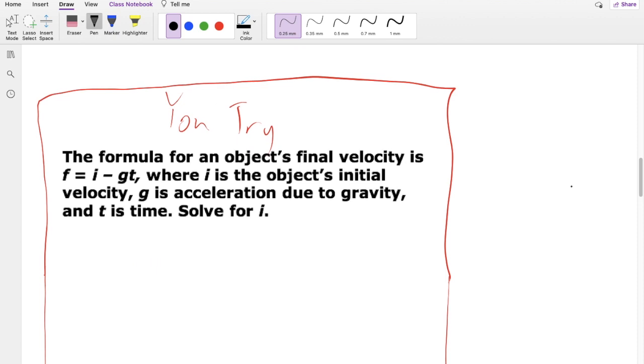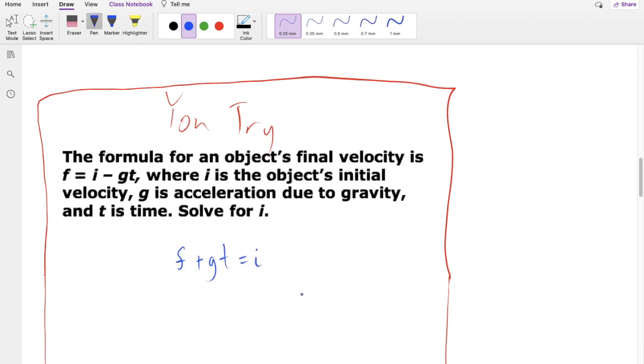So you have a U-Try, you have the formula for an object's final velocity, which is equal to I, the object's initial velocity, minus g times t, where g is the acceleration of gravity and t is time. So they want you to solve for I. So solve this for I, so pause the video.